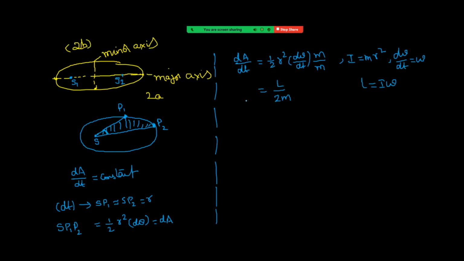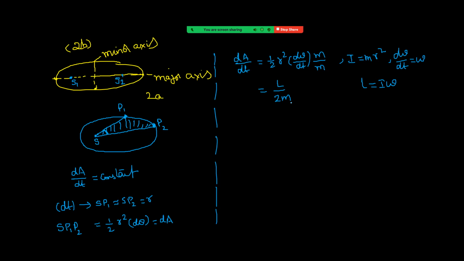Now you can see here, if you assume that we are having only the sun and this planet, there are no other planets in this universe. Assume only sun and planet. Then the only force acting on this planet is the gravitational force by the sun, which is passing through the sun. So if you take a torque equation about the sun, then net torque will be zero. So since net torque is zero about the sun, we can write conservation of angular momentum. That means for the planet, angular momentum is a constant. So L is a constant.